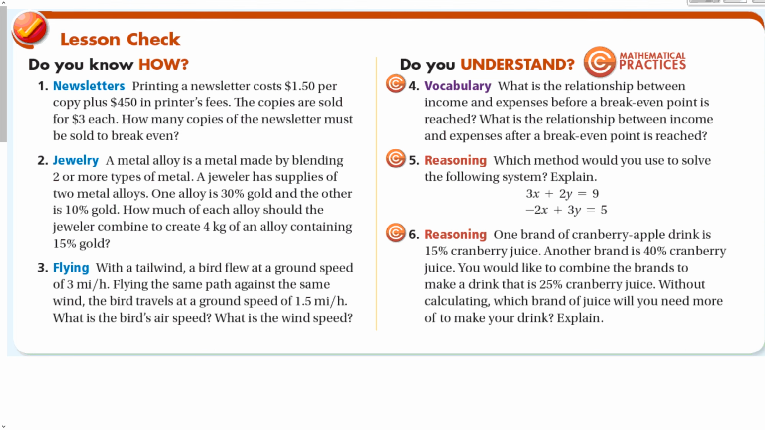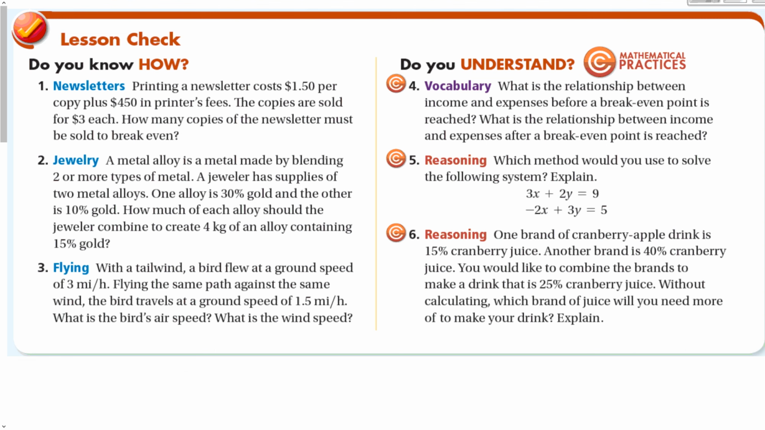Metal alloys are made by blending 2 or more types of metals. A jeweler has supplies of 2 metal alloys. One is 30% gold, the other is 10% gold. How much of each alloy should the jeweler combine to get 4 kilograms of alloy containing 15% gold? So we're just going to set up the same sort of equation here. Don't get confused by these, right? Just change them to decimals. So when we set it up, we're just going to use 0.3 and 0.1 for each one of those.